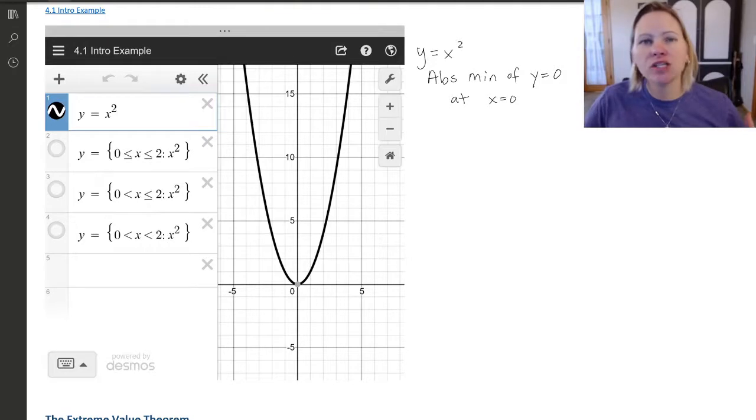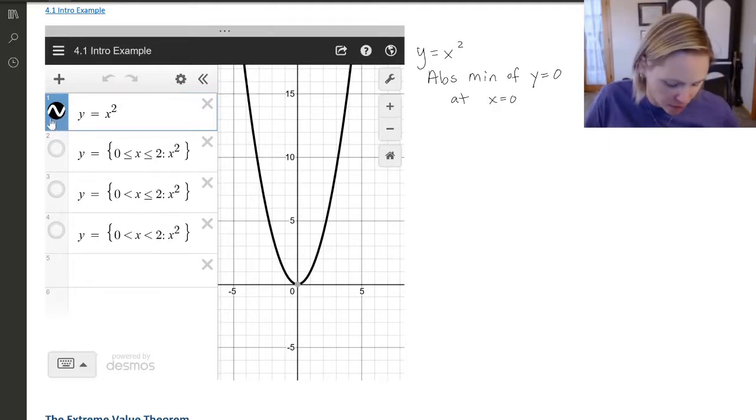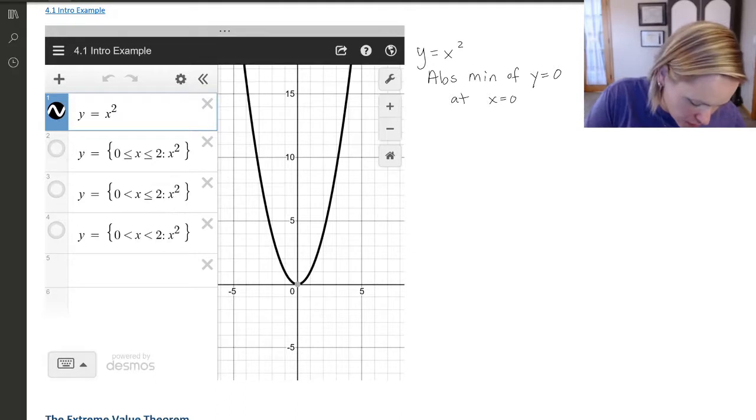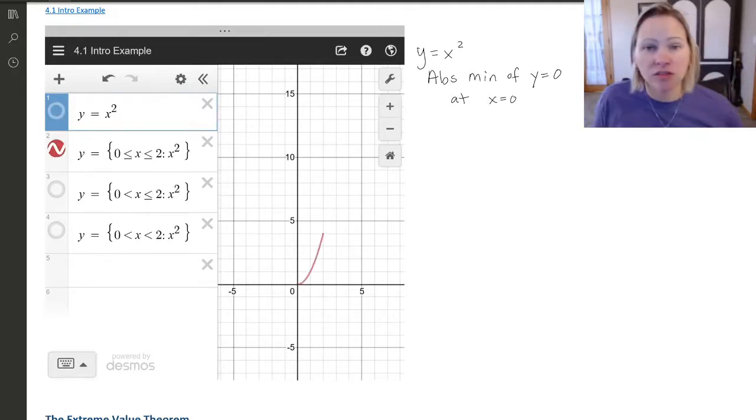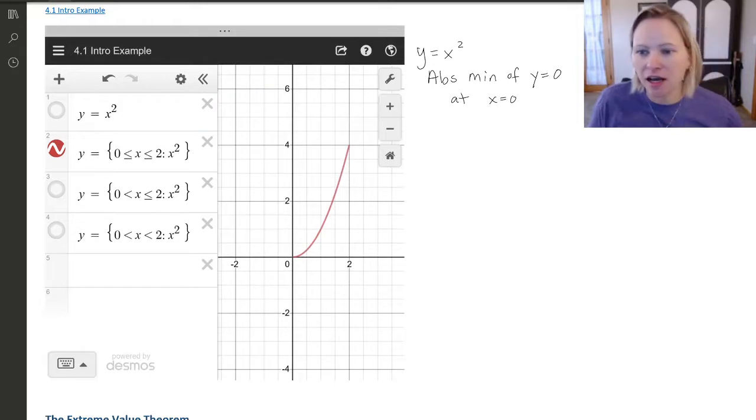Now, suppose that we change what we're looking at. We put a domain restriction on this. And so it might look something like this. Instead of looking at the entirety of y equals x squared, maybe I'll be looking at just a little piece. So maybe I'll be looking at just 0 to 2. And so my graph changes just a little bit and looks a little more like this little segment here.